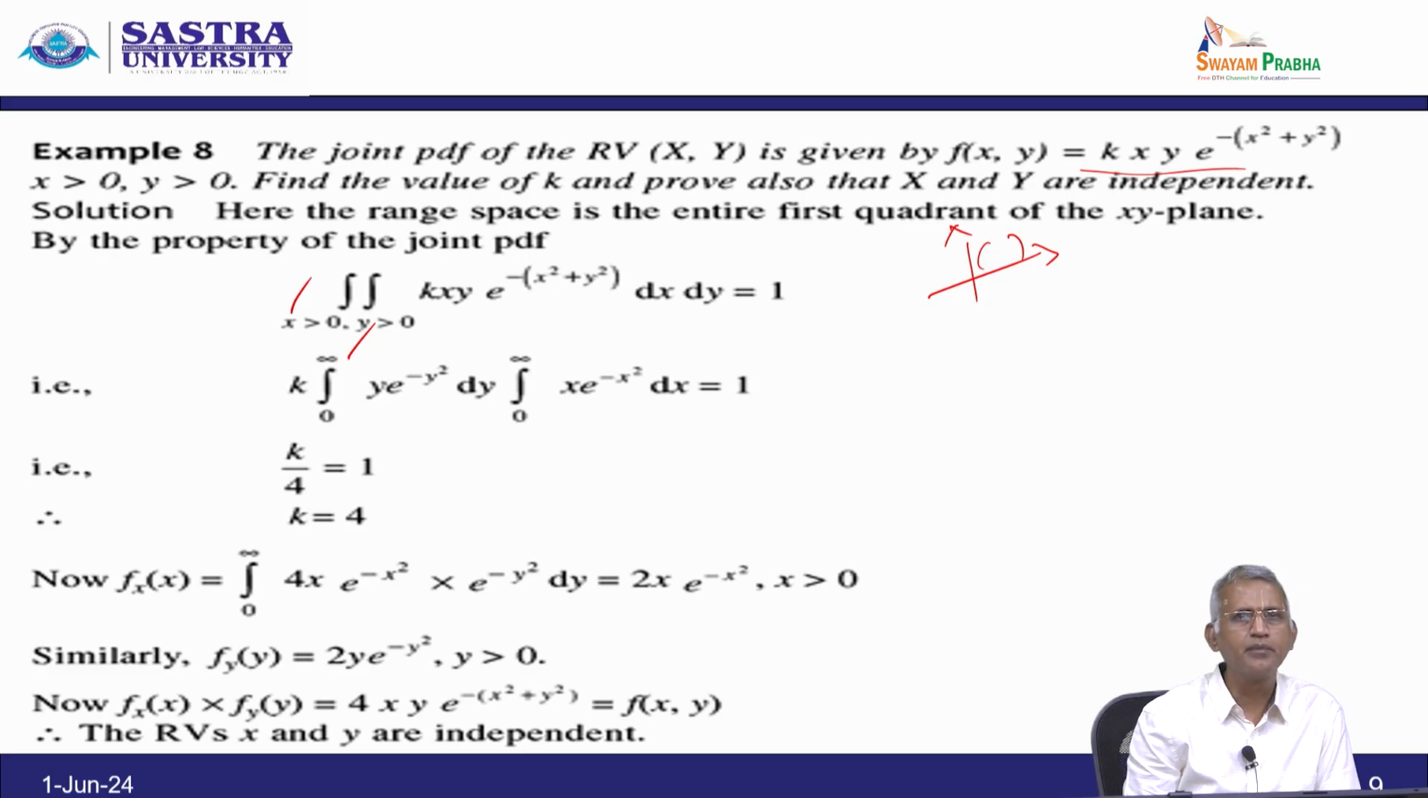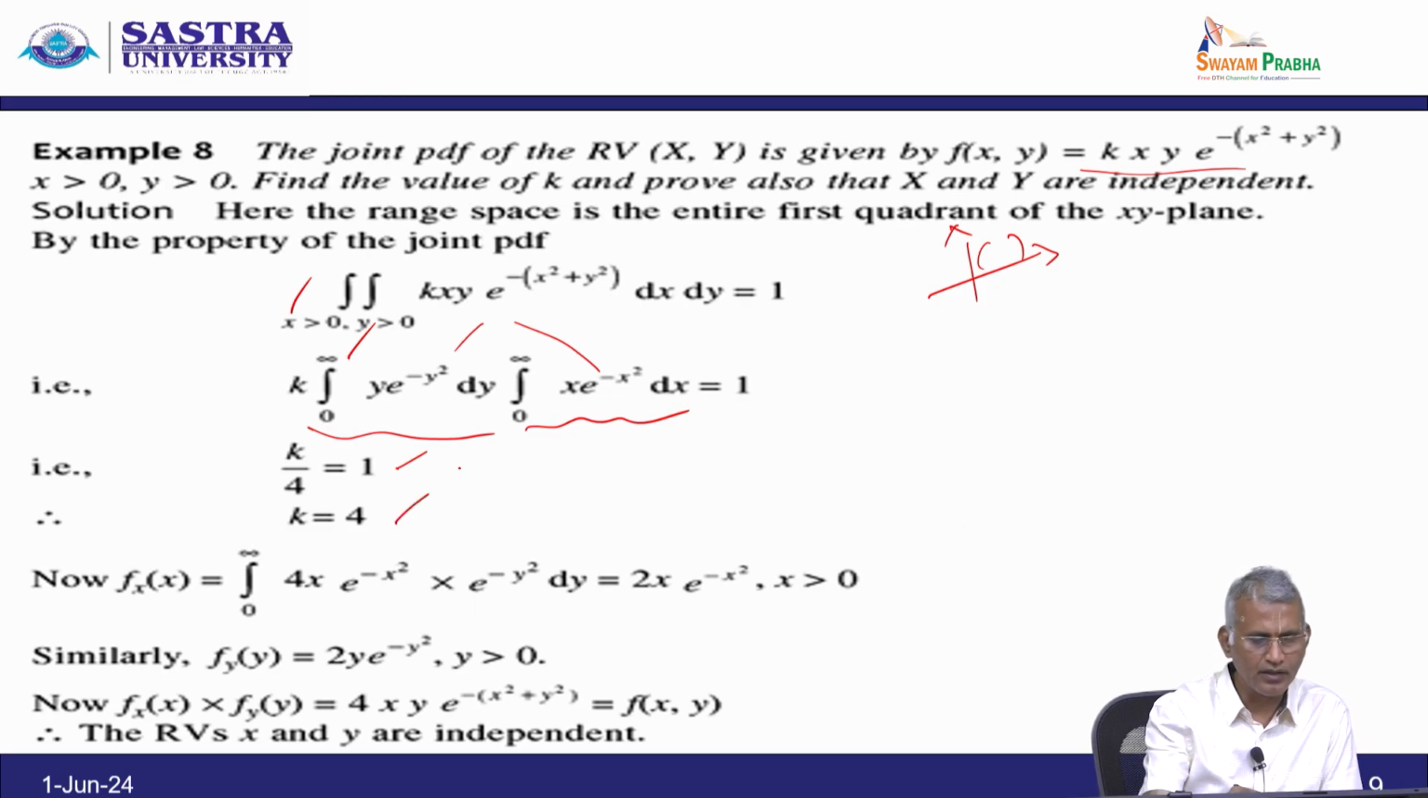Now, k into xy into e power minus (x² plus y²) into dx dy is the given function. Substitute it. Now, separate y and separate x, so that the problem reduces to one with respect to y and one with respect to x. After integration by parts, the value is equal to 1 by 4 into k, which is equal to 1, and cross multiplying, k equals 4. Now, fx(x) is the integral from 0 to infinity of 4x into e power minus x² into e power minus y² dy, which is equal to 2x into e power minus x², where x is positive.